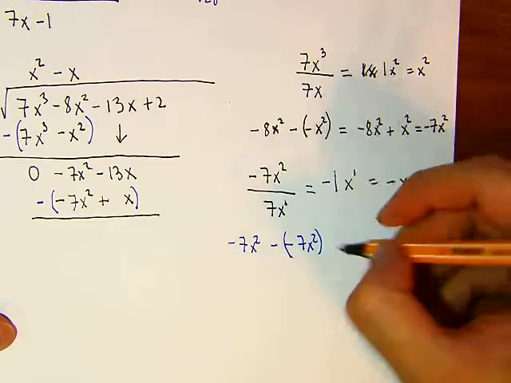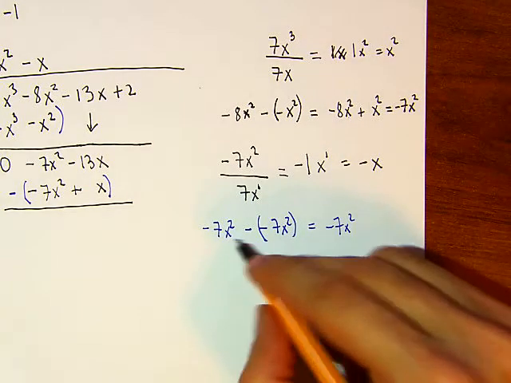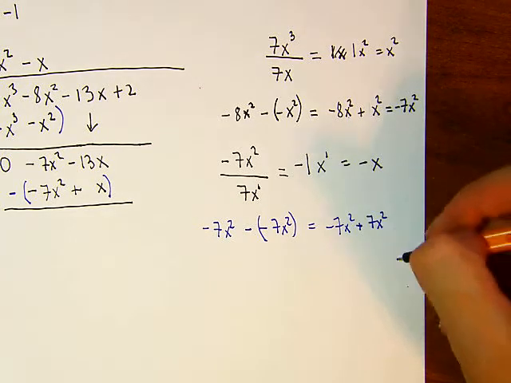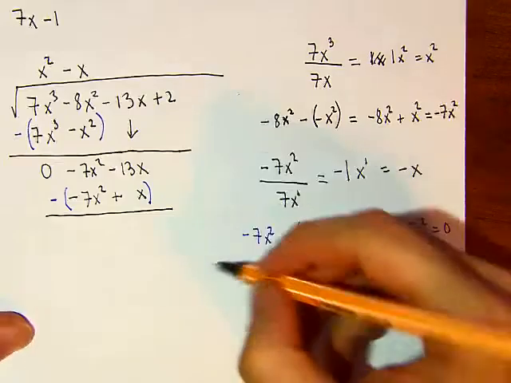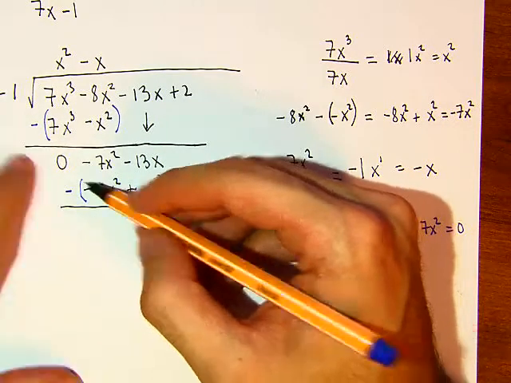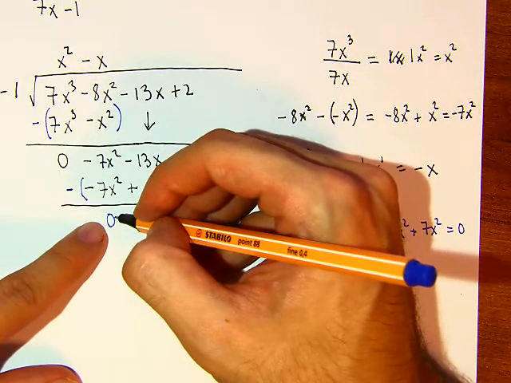And this becomes what? This is negative 7x squared, right? This stays the same. Minus times minus is positive 7x squared. And this is 0. Notice that when you're doing this pattern, this is always 0. This always becomes, or it should always become 0.